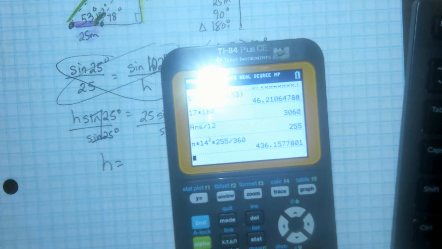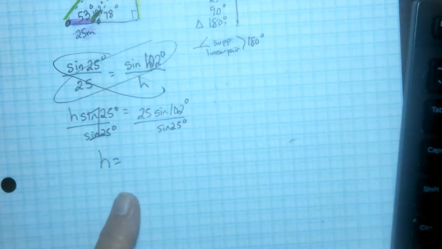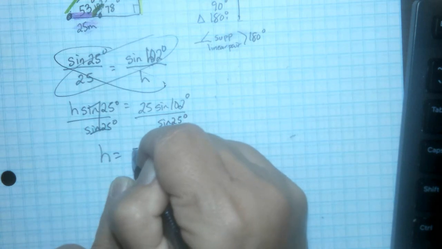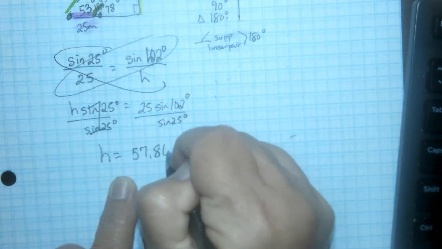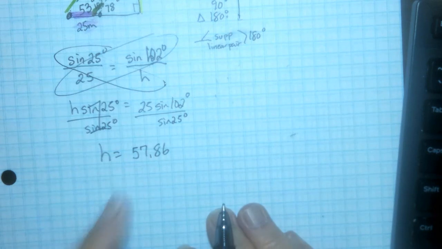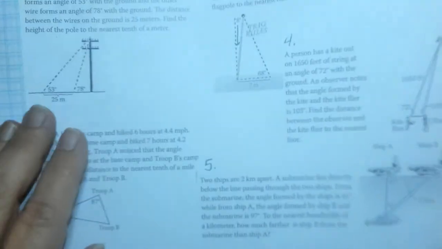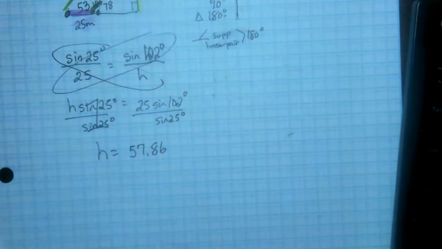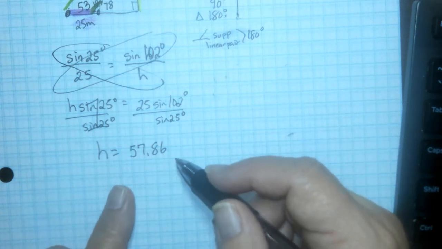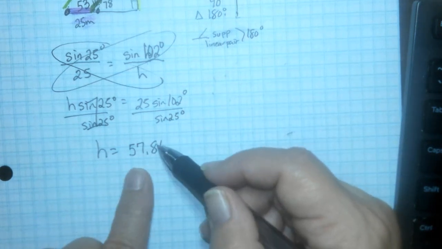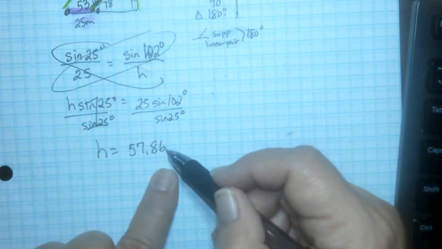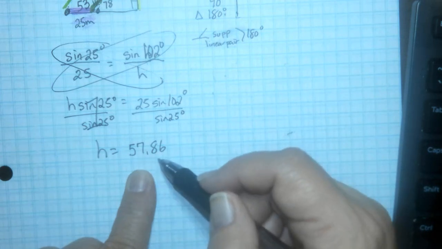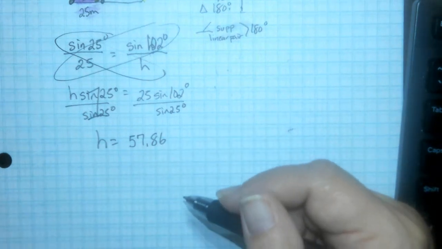All right, can somebody read me the answer that they got? 57.86. All right, now here's something very important. When I go back to my question, it says round to the nearest tenth of a meter. So at the very end of my problem, I'm going to round to the nearest tenth. I want to carry things out at least to the tenth, maybe even one more space. Don't round this off to 58, okay? You have to keep your precision along the way.